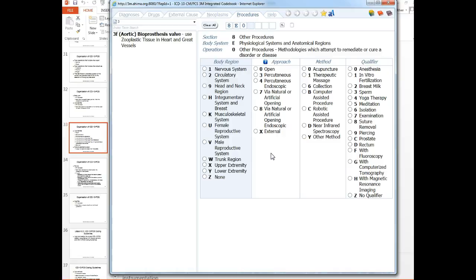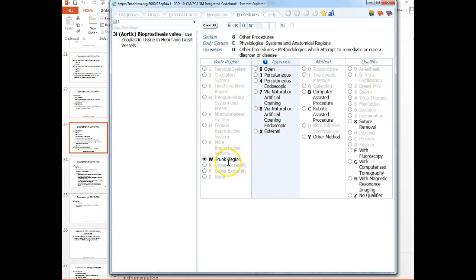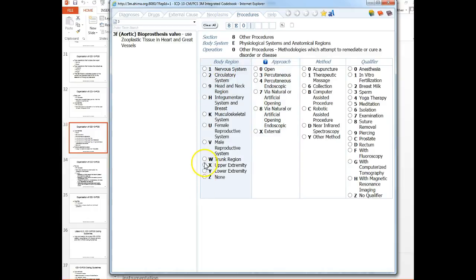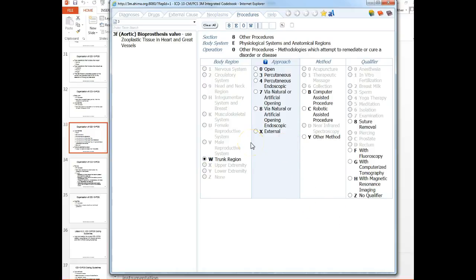In your textbook, they describe a robotic assisted laparoscopic radical prostatectomy. That includes the seminal vesicles and also a diagnostic pelvic lymphadenectomy. And the robotic code that is applicable in this one, the trunk region is the body region that would be applicable when we're looking at this procedure. And then it's percutaneous endoscopic. It tells us that this was a laparoscopic radical prostatectomy, and that's percutaneous endoscopic.